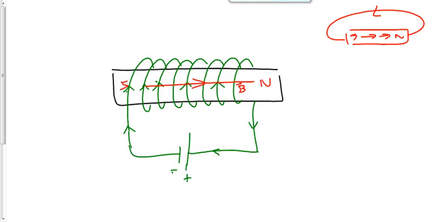Okay, we're going to do another one. Here's my soft iron core, or my ferromagnetic material inside. Here's my wire. Here's my battery. Which end is the positive end? Which end is the negative side of the battery? This side is what, positive or negative? Positive. This side is negative.